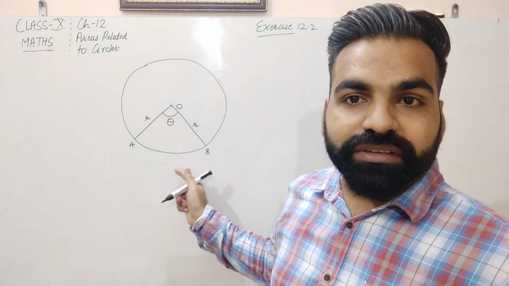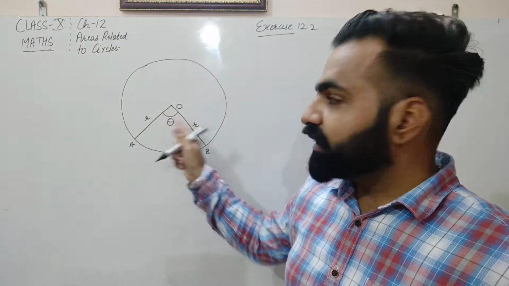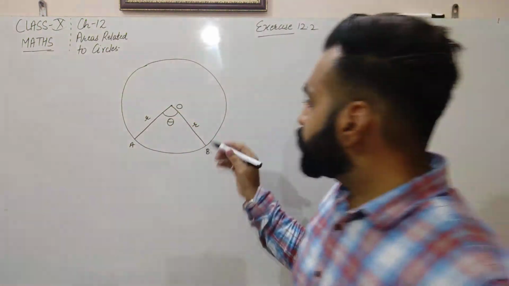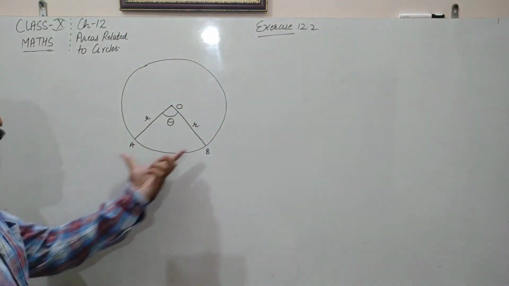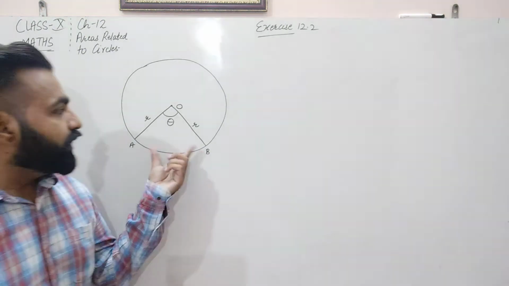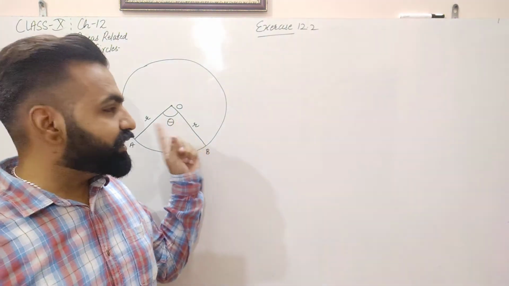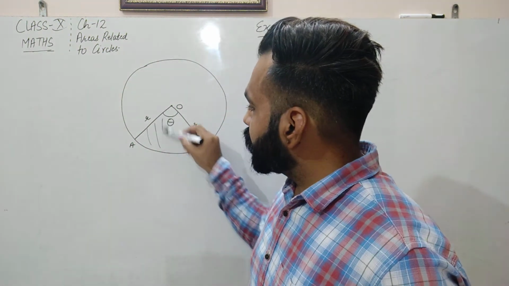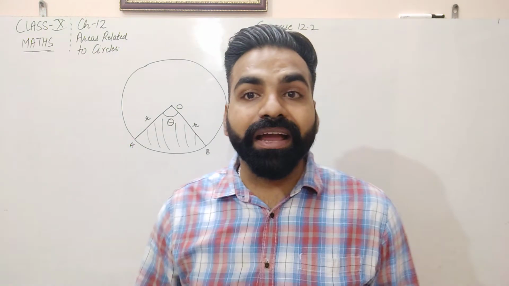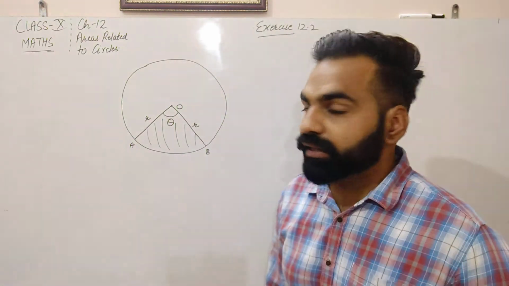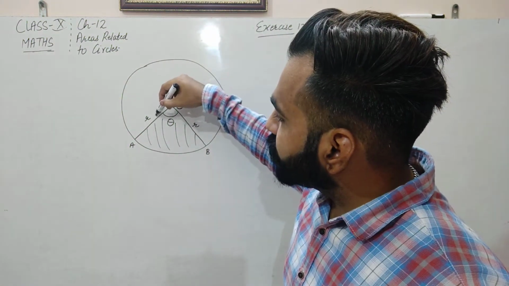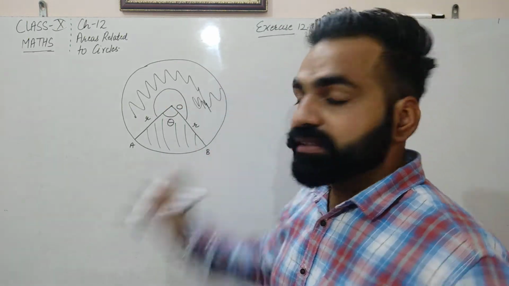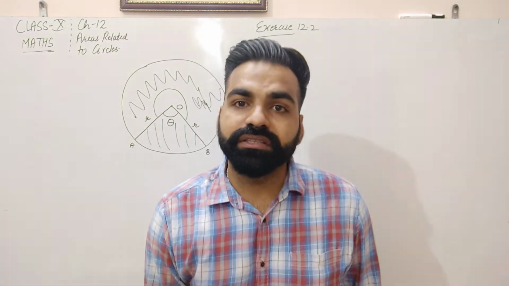Suppose this is a circle with a center O. This is the radius R. We cut a piece from this circle, this piece OAB. This is the piece, clear? And this is the angle theta which is made at the center. So this shaded part is called the minor sector of this circle. Clear everyone? And the remaining part of this circle, this part, is called the major sector of this circle.